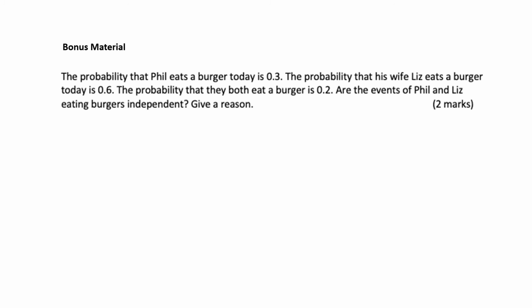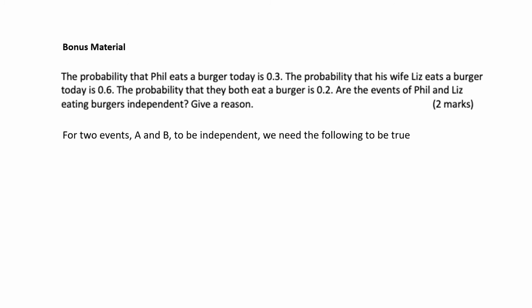So you need to know the formula for independent events. In terms of that, we need the following. If you've got two events, A and B, so Phil and Liz, P and L in this case, for independence, it means that A intersection B, where the cap sign is another word for intersection, A and B occurring, is the probability of A times the probability of B.